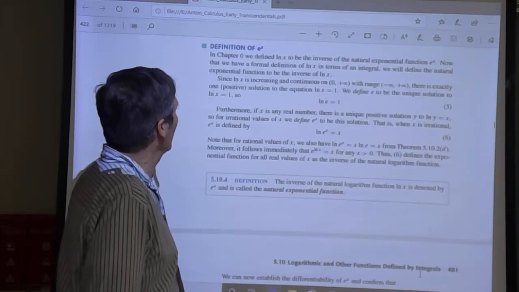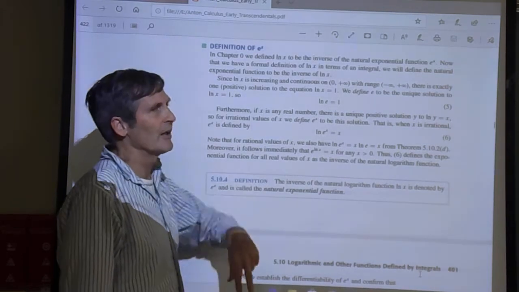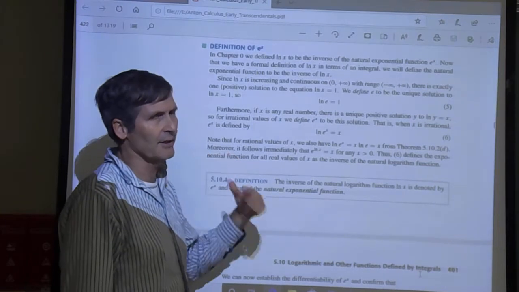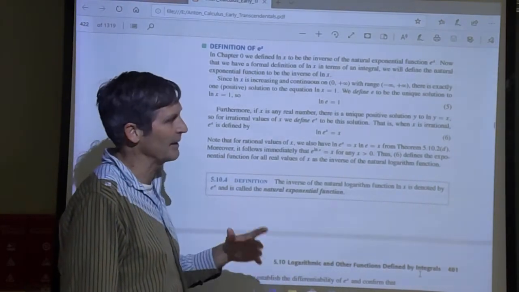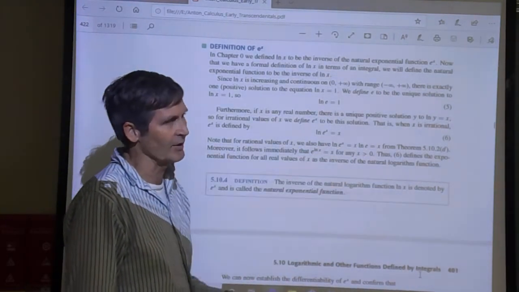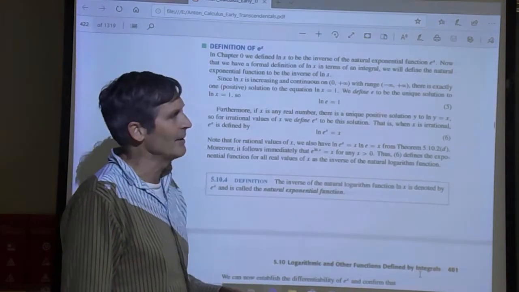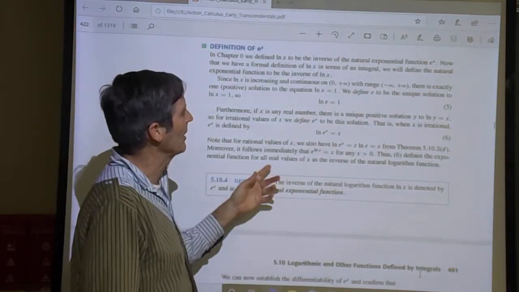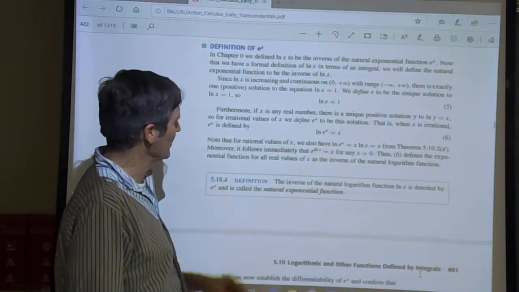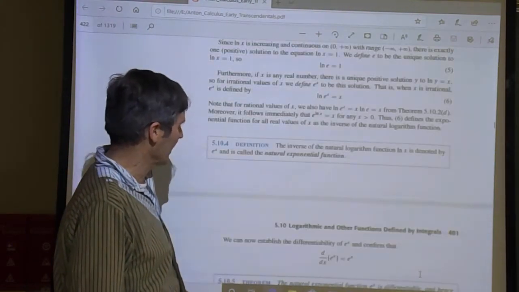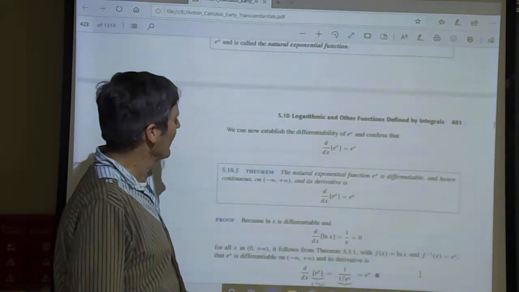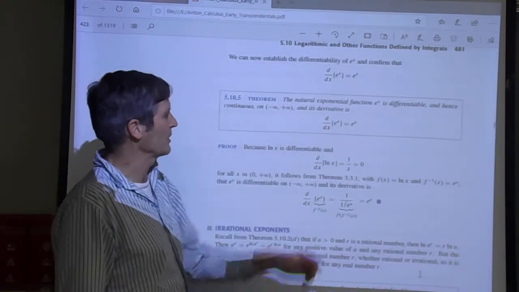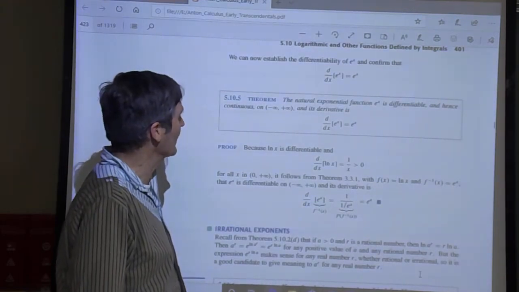And then you can define e to the x to be the inverse of the function y equals ln of x. How do you know it has an inverse? Because you're integrating a positive function 1 over t, so ln of x is an increasing function. An increasing function automatically has an inverse just by flipping it over the line y equals x, recall. And so the inverse function we call the exponential function. And then you can use that to show that the derivative of the exponential e to the x is just e to the x.